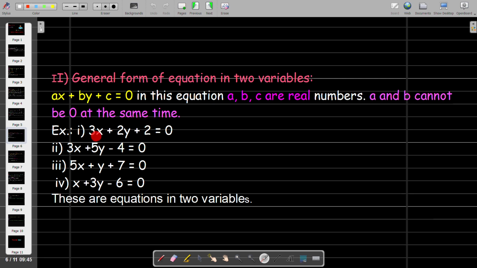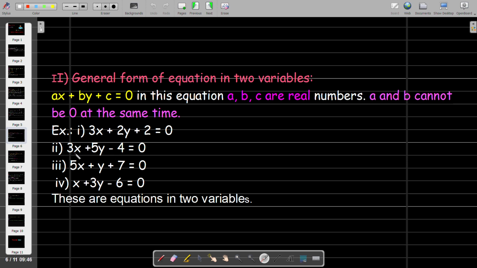For example, 3x plus 2y plus 2 is equal to 0. In this equation, x and y are the two variables. The coefficient of x is 3, the coefficient of y is 2 and the constant term is 2. All these are real numbers. So, the equation 3x plus 2y plus 2 is equal to 0 is an equation in two variables.